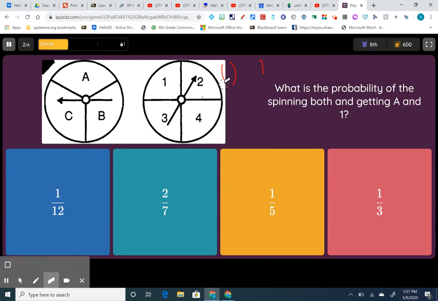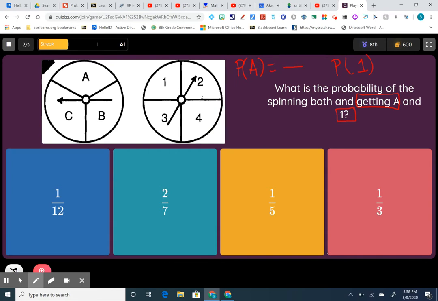This time we have some spinners. Okay, got some spinners. What is the probability of spinning both and getting an A and then getting a 1? Hopefully you notice one probability does not affect the other probability, or one event does not affect the other event. So these are independent events. So probability of spinning an A, then we'll have a probability of getting a 1.